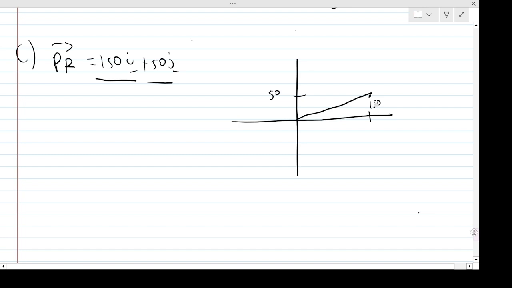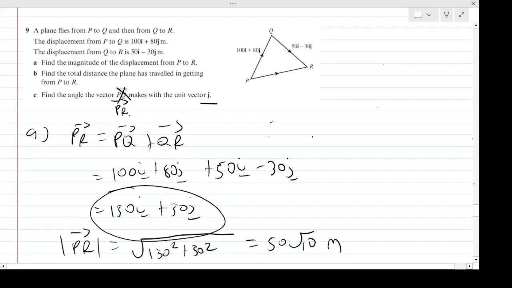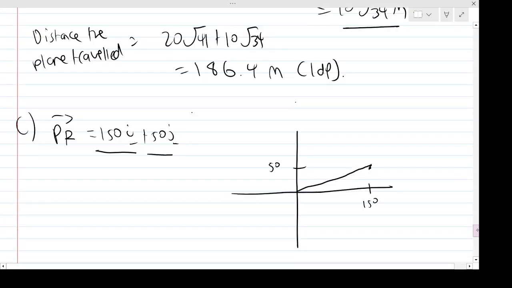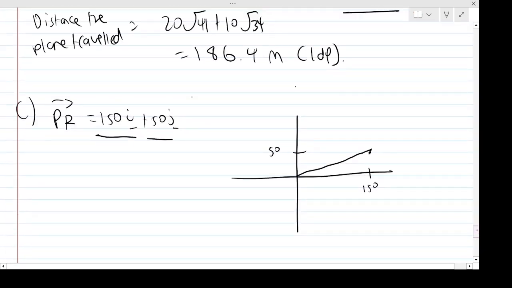Now it's talking about the angle the vector makes with j, the vector j. As we discussed earlier, there's this x-y axis of vectors i and j. i is the x-axis and j is basically the y-axis. So if it's talking about the angle it makes with the vector j, basically it means the angle it makes with the y-axis. So this angle here, from the y-axis to the vector line there.